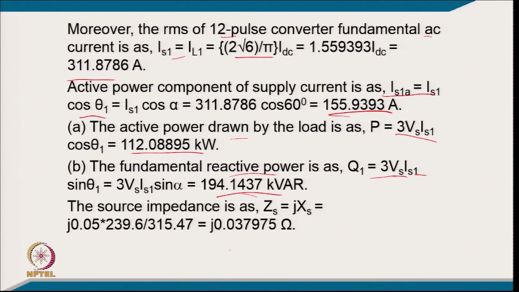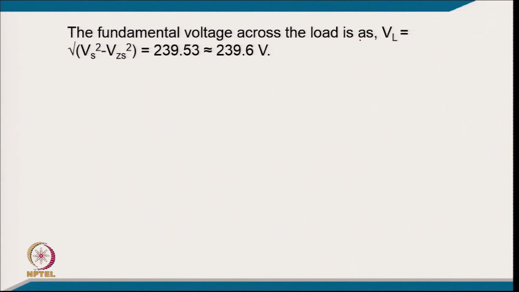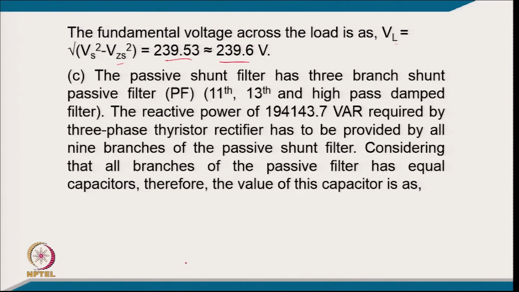and the source impedance is jXS, that is 5% of this. So, it comes 0.037975 ohm. The voltage drop across the source impedance is the source impedance multiplied by the current. So, it comes j 5.922 volt, and the fundamental voltage across the load will be VL equal to root of Vs square minus the drop squared. So, it comes to 239.53, so it comes to 239.6 volt.